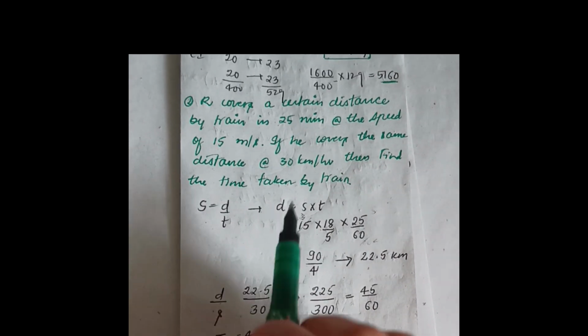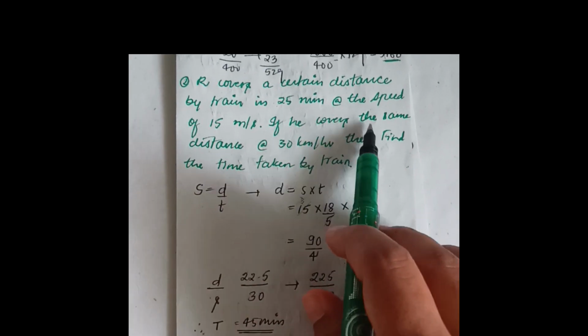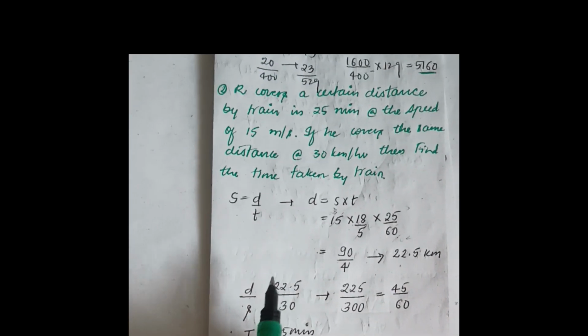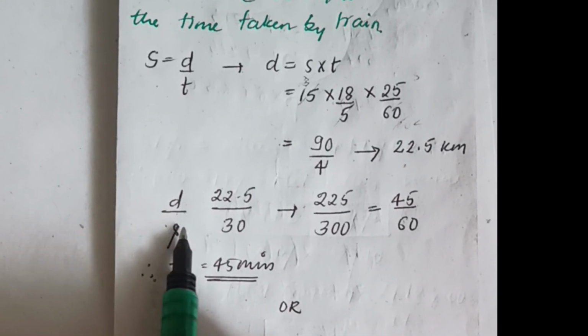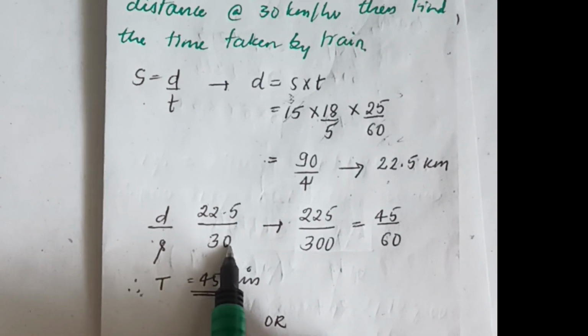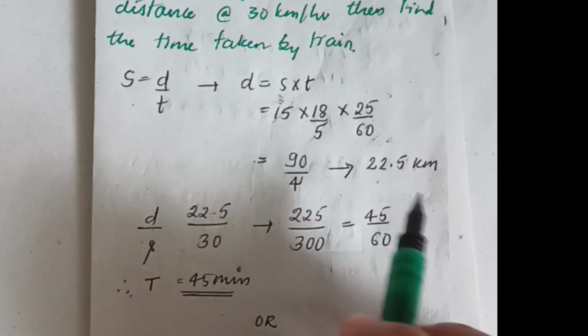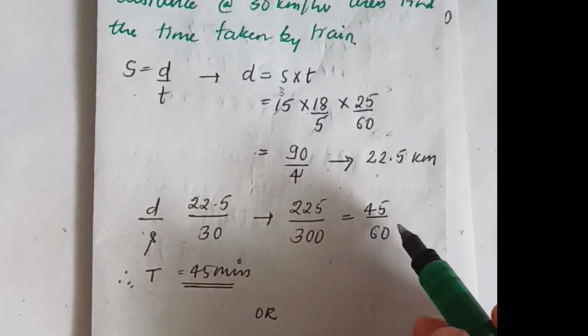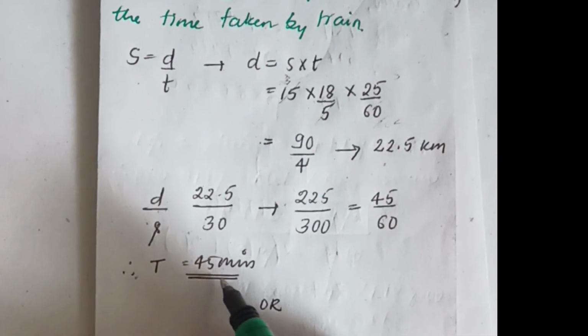Next, they asked to find the time taken by the train if it covers the distance at 30 km per hour speed. Here we know D and we know S. So I substituted here 22.5 km divided by 30 km per hour. We will get 45 by 60. If we want to write it in minutes, we can write it as 45 minutes.